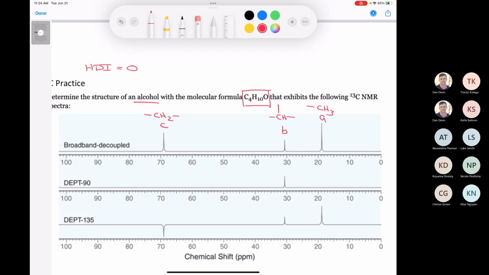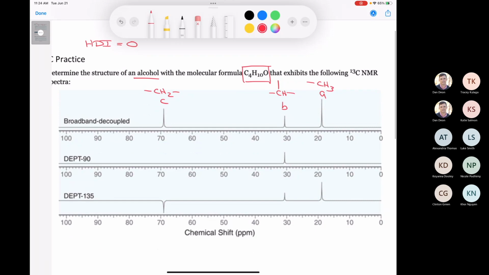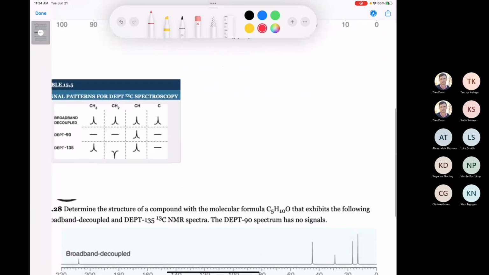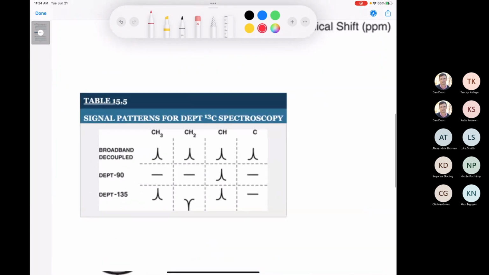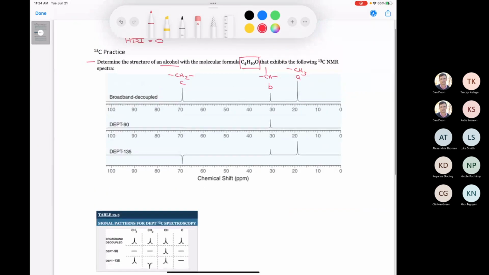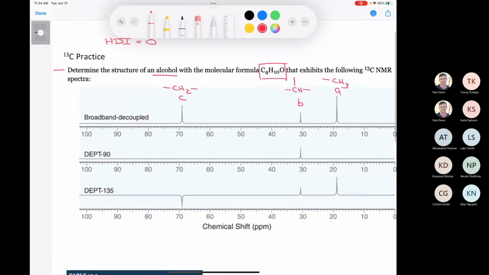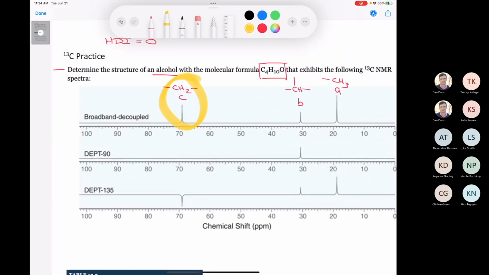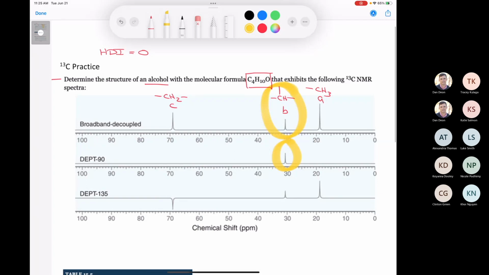Again, all I did was I looked at the DEPT 90 and the DEPT 135. I used this table and I was able to identify every carbon in the spectrum as either being a methylene because it's pointing down here, a methine because it's the only one that shows up in the DEPT 90. And so what's left over must be a methyl group because it shows up in the DEPT 135.